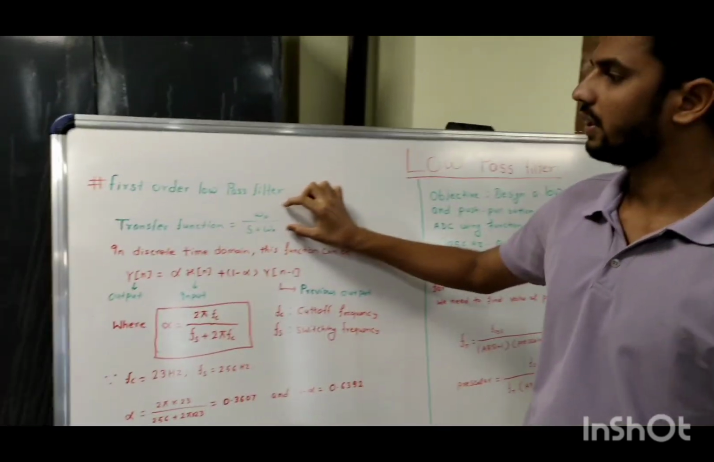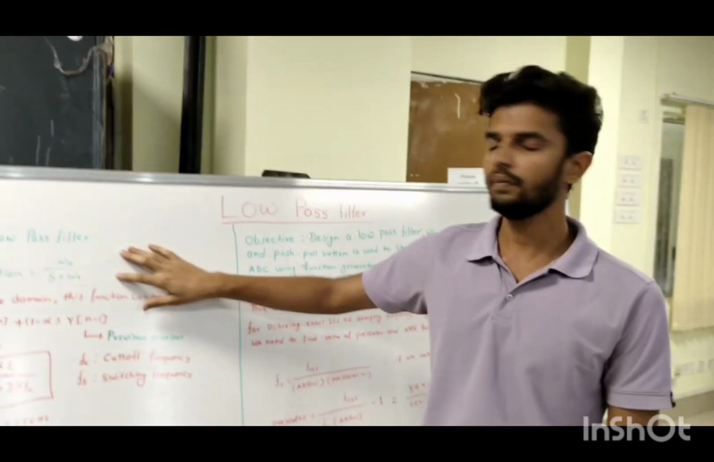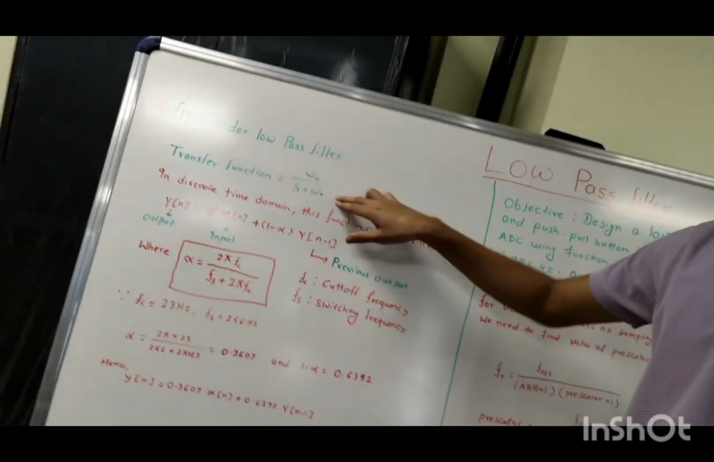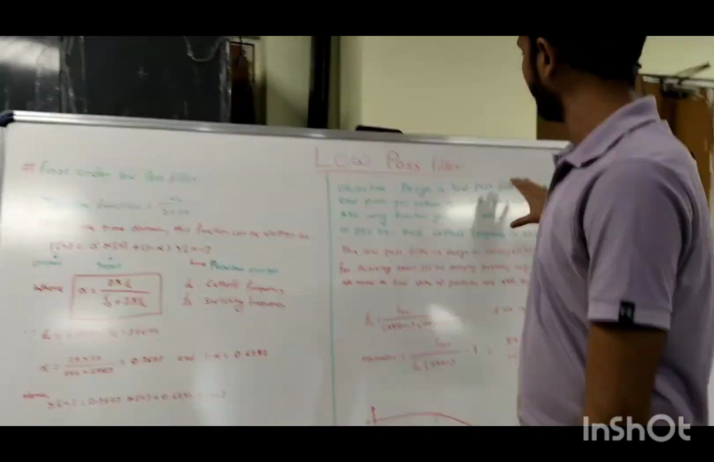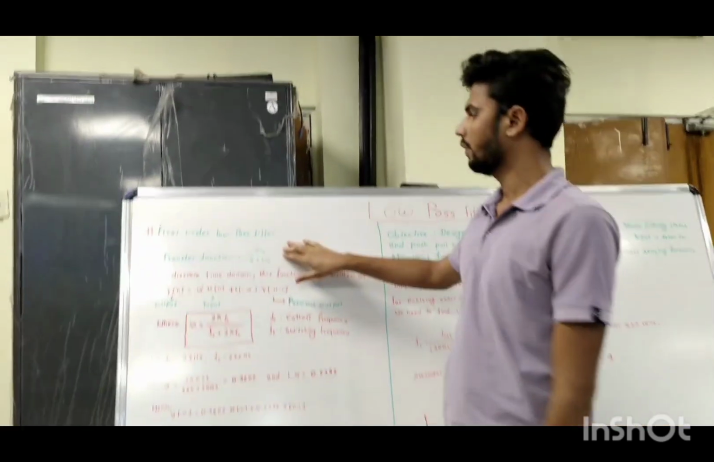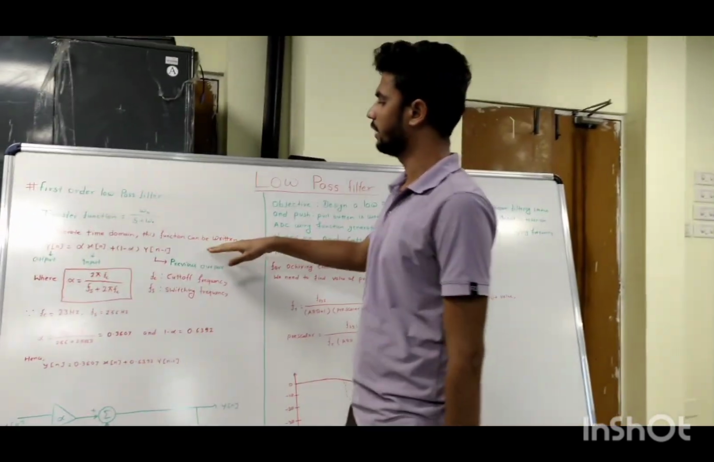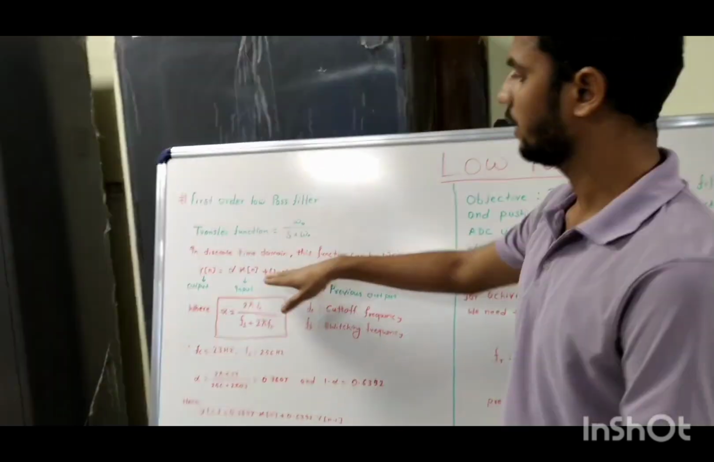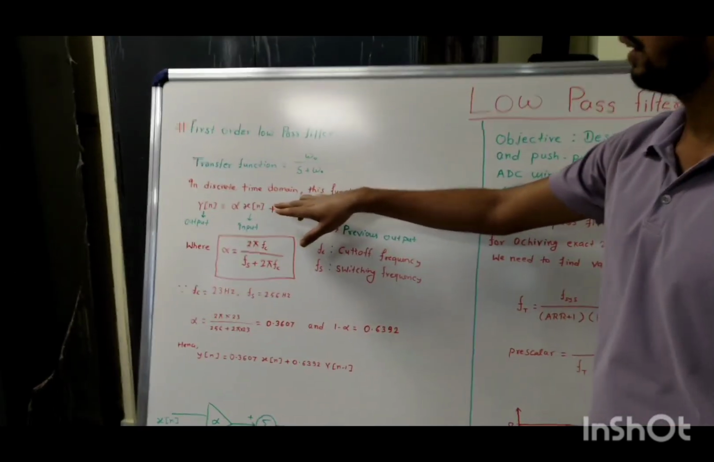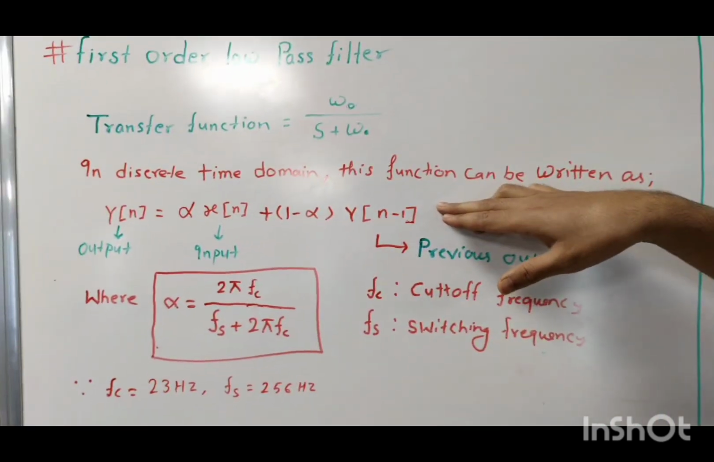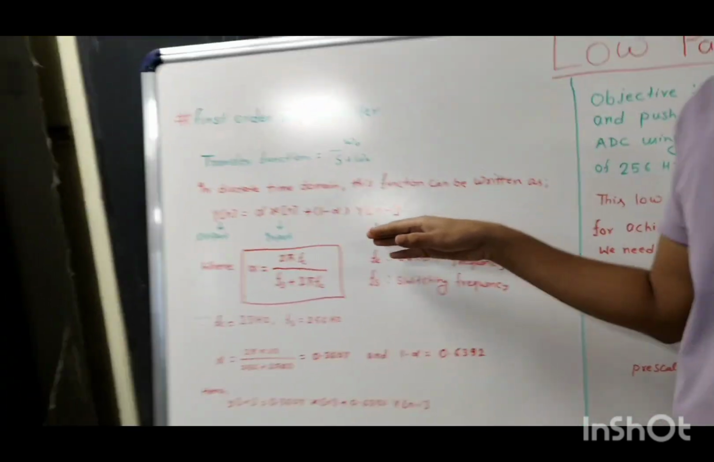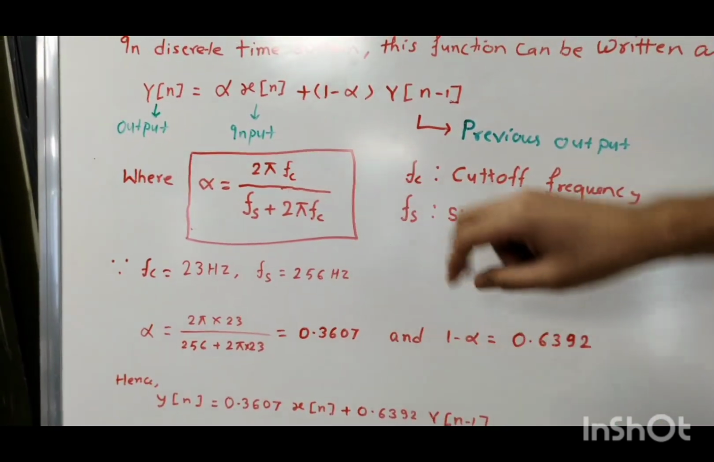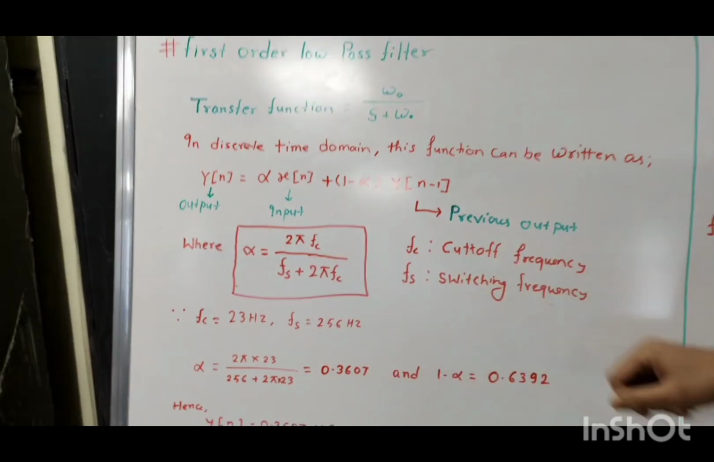So this is basically the transfer function of the first order low pass filter in the frequency domain, where the transfer function is equal to omega naught divided by s plus omega naught. Here this transfer function can be implemented in this Nucleo board, but this is in the frequency domain. So for that I need to convert it into the discrete time domain. This transfer function can be converted into the discrete time domain using this equation: y[n] equals alpha times x[n] plus (1 minus alpha) times y[n minus 1], where alpha can be evaluated using this formula: 2 pi fc divided by (fs plus 2 pi fc), where fc is our cutoff frequency and fs is our sampling frequency.